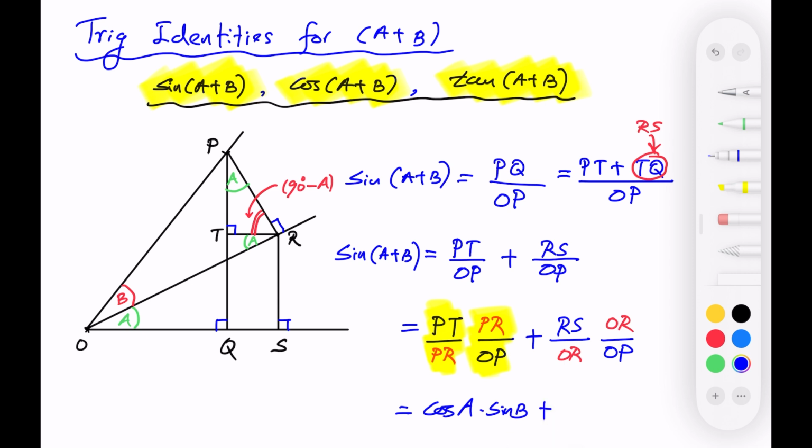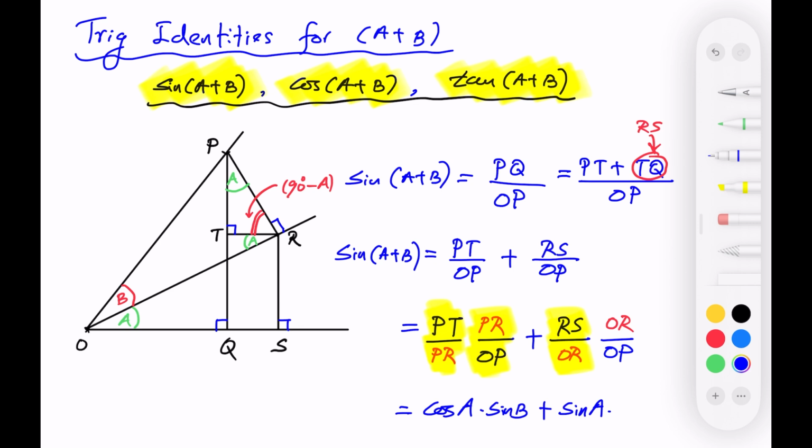Then I need to look at RS over OR. RS is right here. OR is right here. We know this angle right here is 90 degrees. Therefore, RS over OR can be easily identified as sine A. Therefore, let me write down RS over OR as sine A.